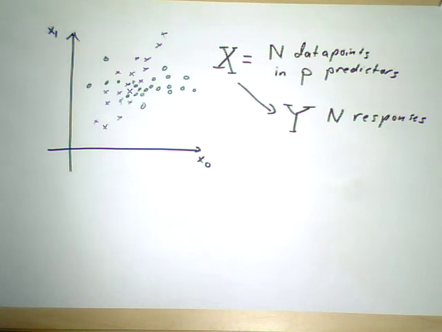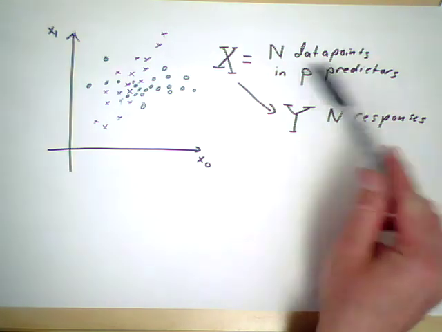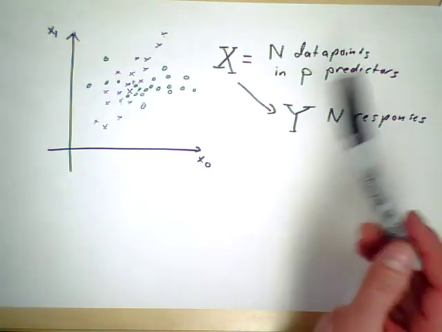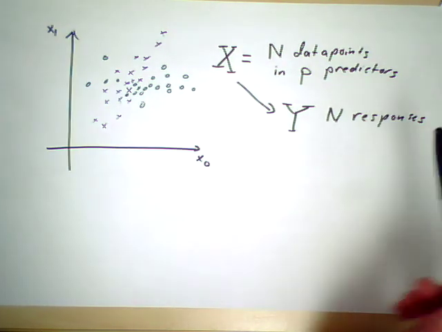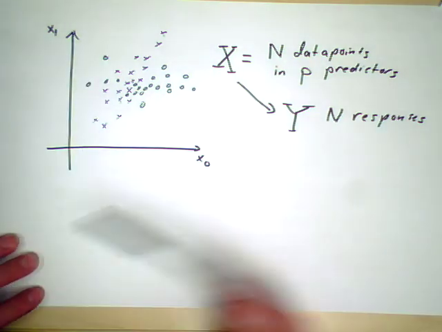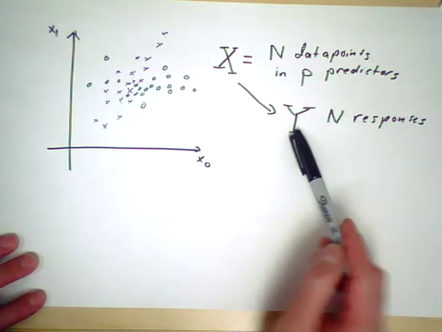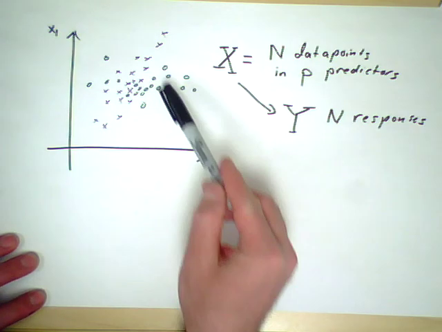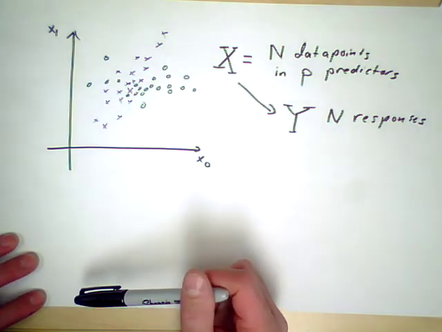But for a simple classification problem, here's the idea of a decision tree. Suppose we have n data points in a p-dimensional space, so we've got p different predictor variables. In this case, we have two predictors, x0 and x1. And each of those has a response, in this case a class, which is either a green circle or a purple x.